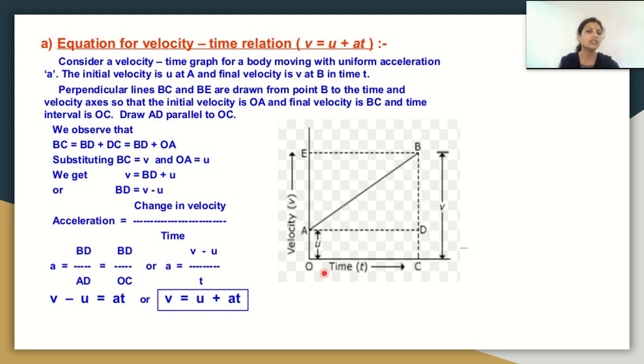Exactly, the velocity time graph will give us an idea about acceleration. So this graph will give us an idea about the accelerated motion of an object. So to derive the equations of motion, we will consider a velocity time graph. If you see the graph, your graph is AB.